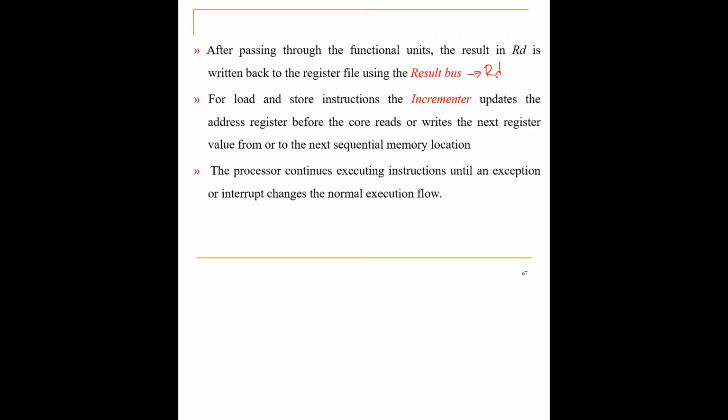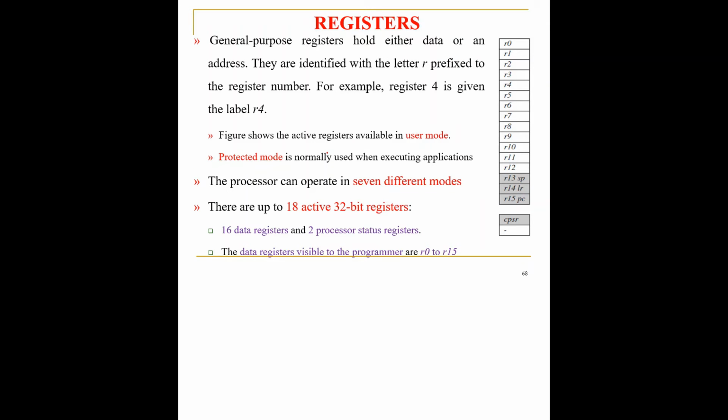After the first memory location has been filled up, the incrementer will be updating the address of the next memory location in the address register, so that my data can go back to the next immediate memory location. The processor will continue to process the data until it receives an exception or an interrupt. Let's check out what these interrupts and exceptions are later. So it's time for us right now to check the registers that are present in the ARM processor core.